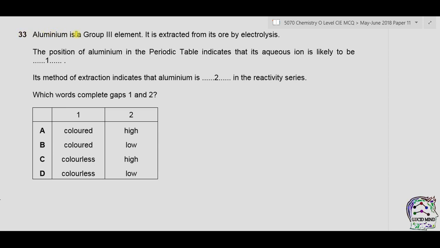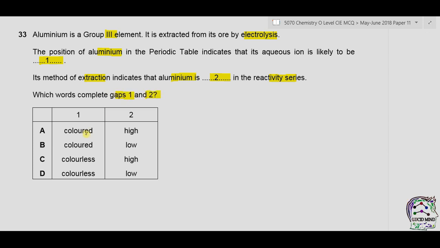Question 33. Aluminium is a group 3 element. It is extracted from its ore by electrolysis. The position of aluminium in the periodic table indicates that its aqueous ion is likely to be 1. Its method of extraction indicates that aluminium is 2 in the reactivity series. Which words complete gaps 1 and 2?